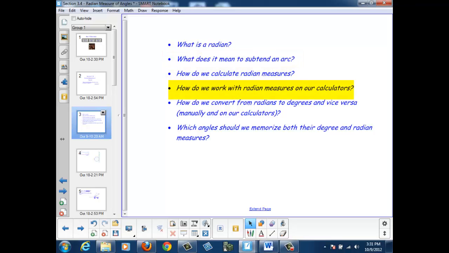And how do we work with radian measures on our calculators? How do we convert from radians to degrees and vice versa, manually and on our calculators? Which angles should we memorize both their degree and radian measures? All right, well, let's start with the first question.